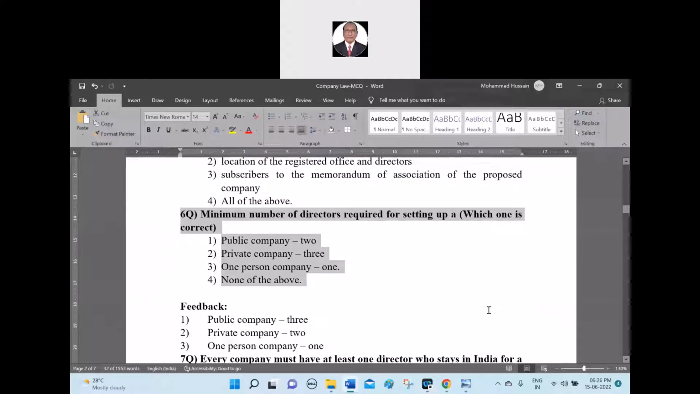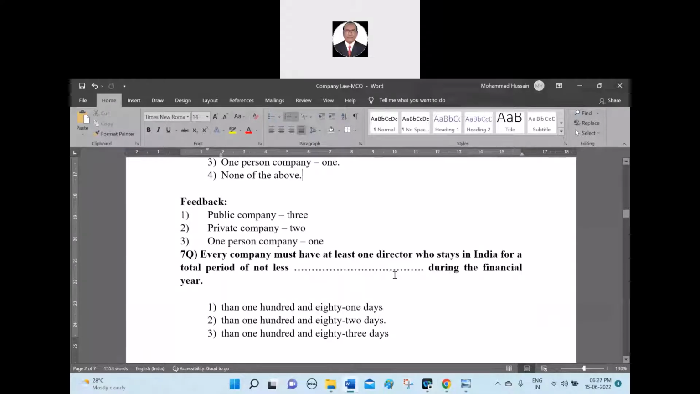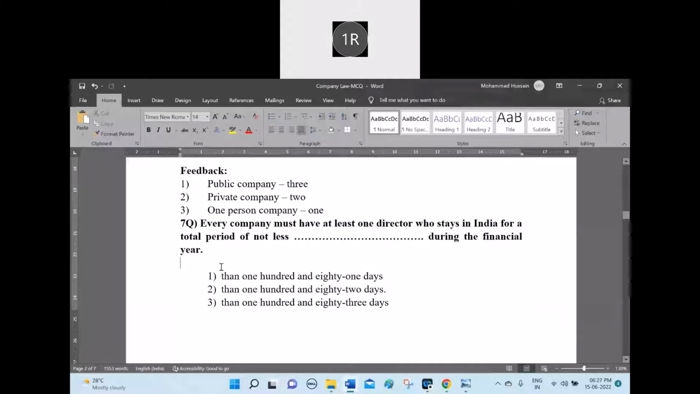Answer here, feedback is public company three, private company two, one person company two. One. So our answer is three. Third option. Which one is correct? Third option. Is it clear? Say yes. Is it clear? Clear. Yes. Then clear. Only I can proceed. Otherwise, I cannot proceed if I don't get the reply from your side.